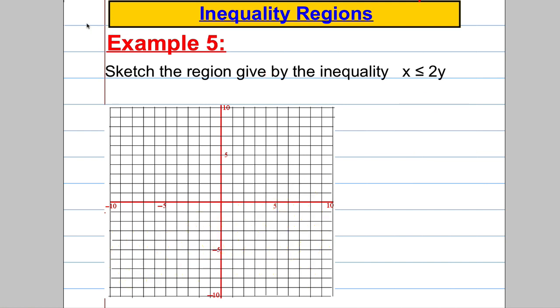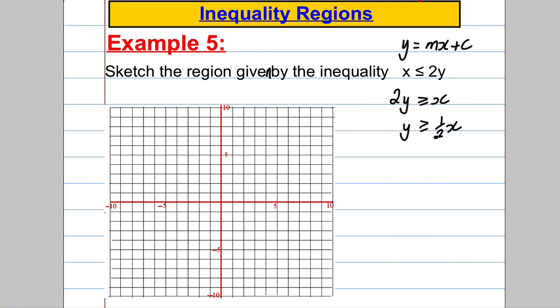Let's sketch the region given by the inequality x is less than or equal to 2y. Now, it's not currently in the form y equals mx plus c. So let's rearrange it so y is the subject. Let's rewrite the inequality the other way around: 2y is bigger than or equal to x, so that y is bigger than or equal to half x.